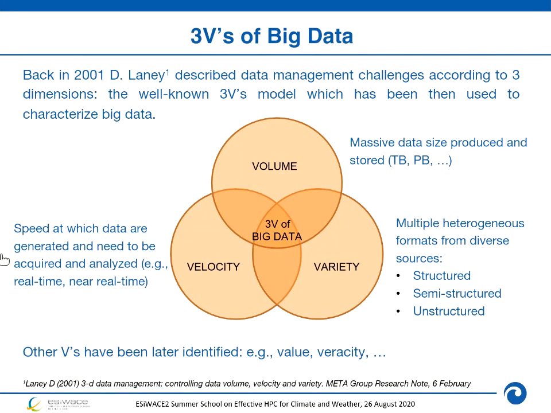The third V is variety, which represents the heterogeneity in the data. In fact, in the case of big data, the data can come from very different sources and can have very different formats.